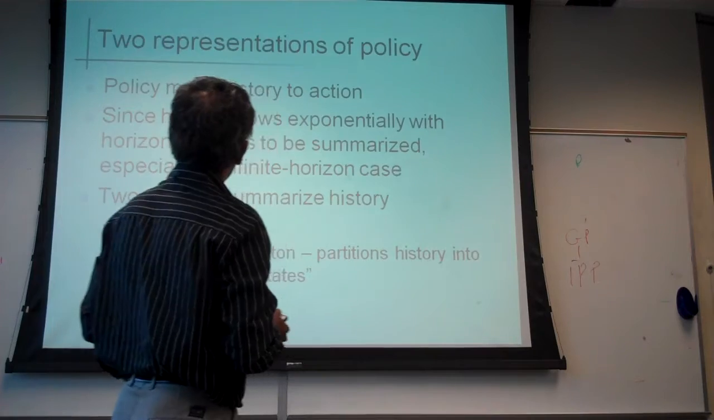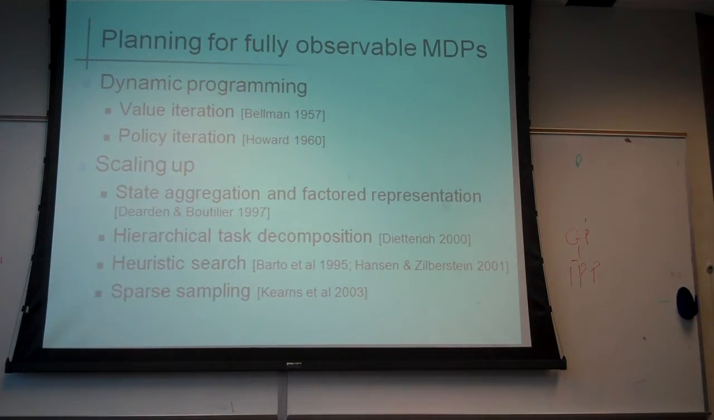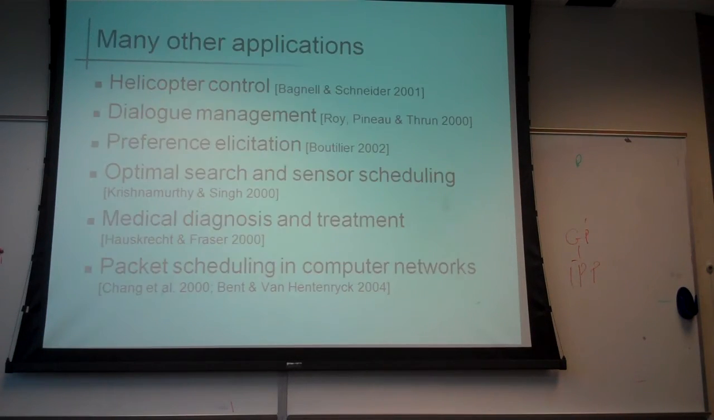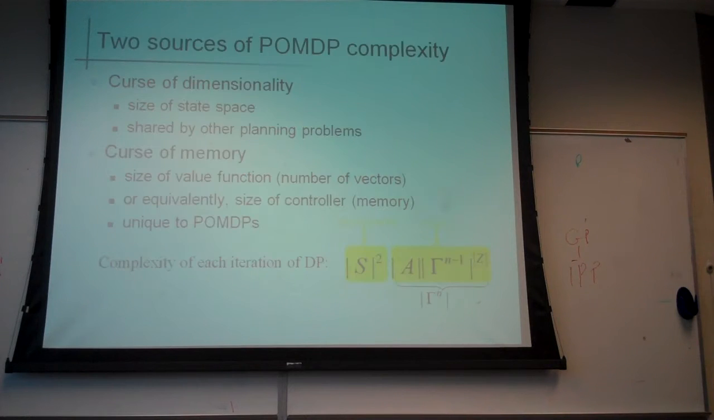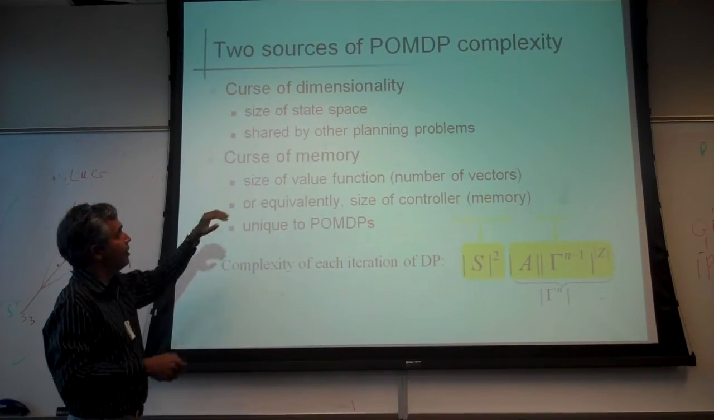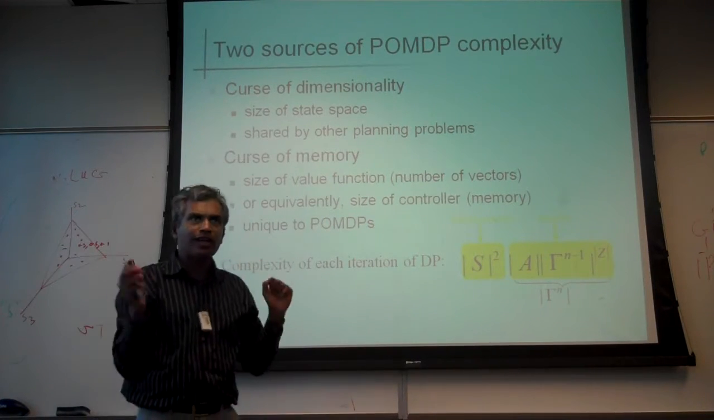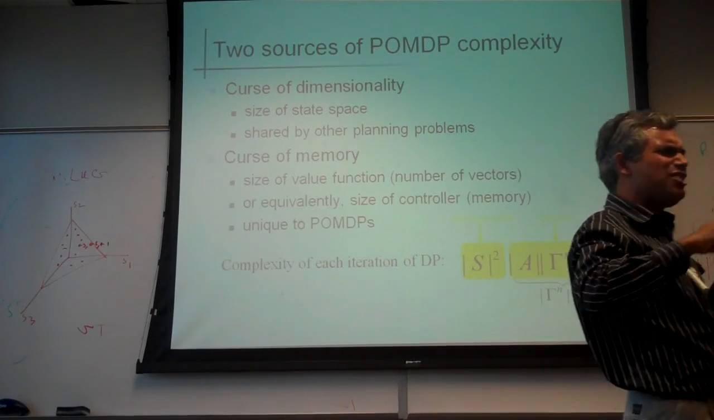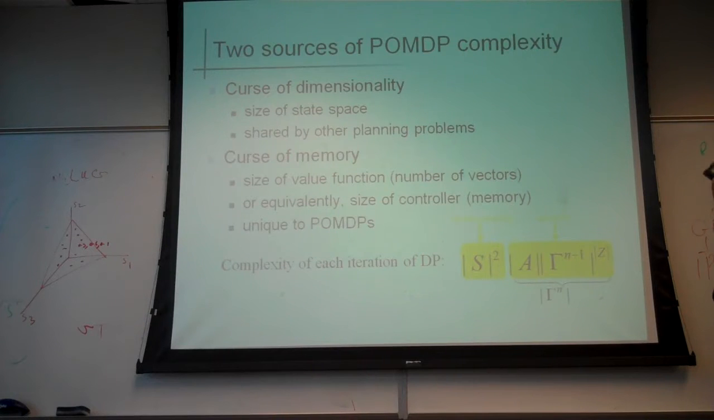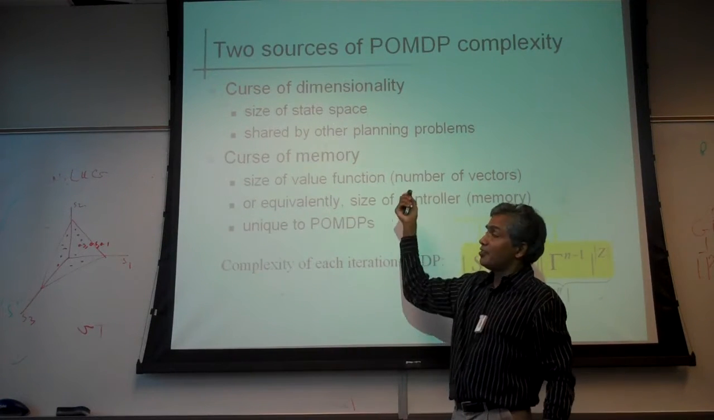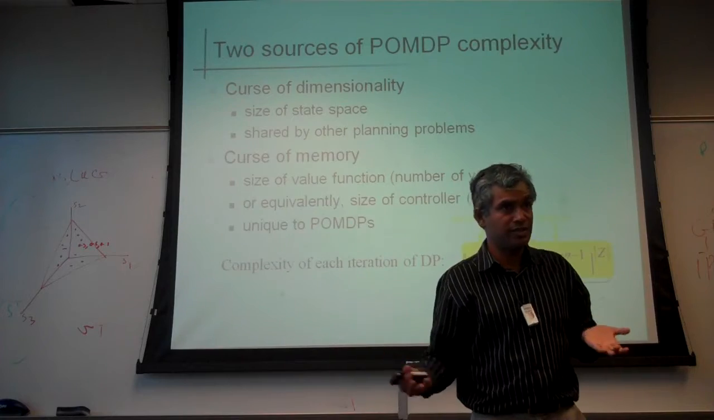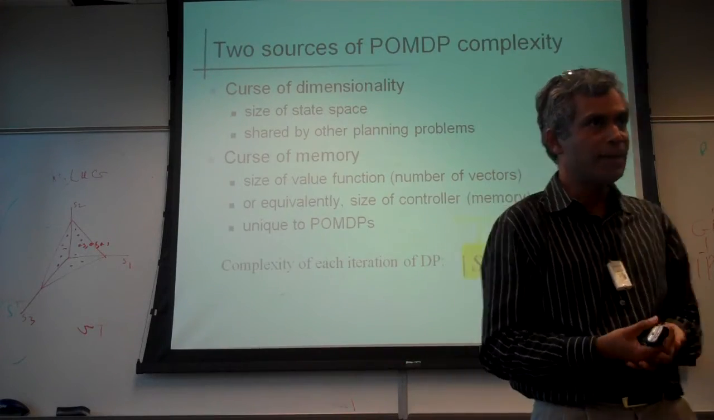Okay, so the other thing that I was just about to say is, not here, let me see. Yeah, the two sources of POMDP complexity. There is the quote-unquote curse of dimensionality, which is no big deal really, because MDPs also have the same problem. Curse of dimensionality is the more states, the harder the problem is. As the number of states increases, POMDP becomes harder. So does MDP become harder.